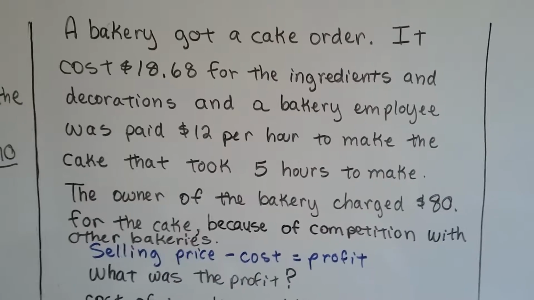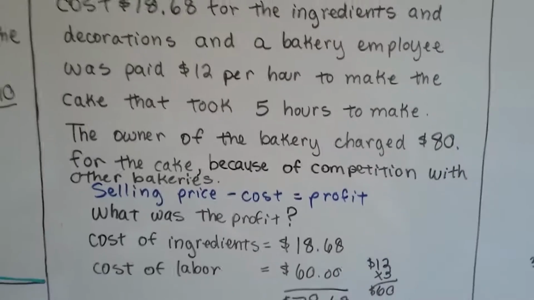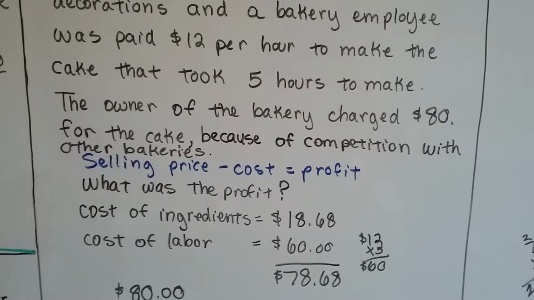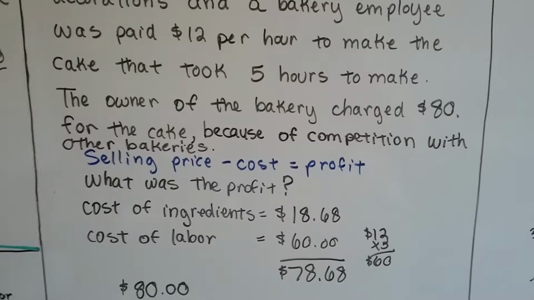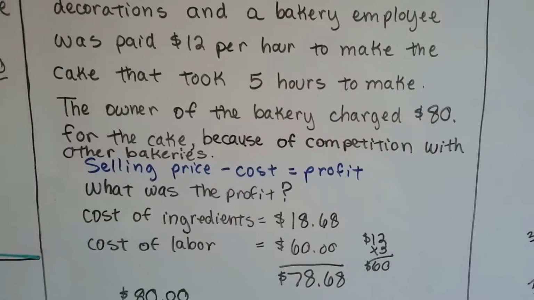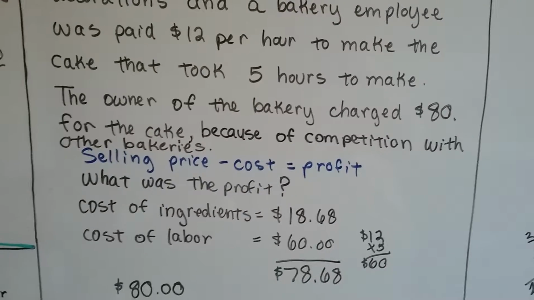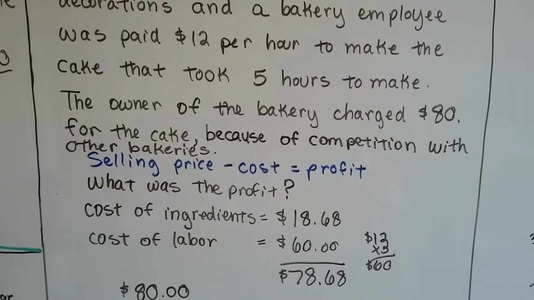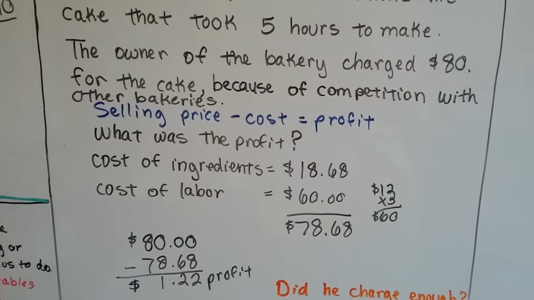Well, the selling price minus the cost is going to be his profit. So what was the profit? Well, the cost of the ingredients was $18.68, and the cost to pay his employee to make it was $60. So maybe he couldn't make it himself because he had to go downtown for licensing problems, or he had to go to pick up the supplies or whatever. So he had one of his bakers do it. And now the cost of the cake ended up being $78.68, but he only charged $80 for it. He only made a $1.22 profit.